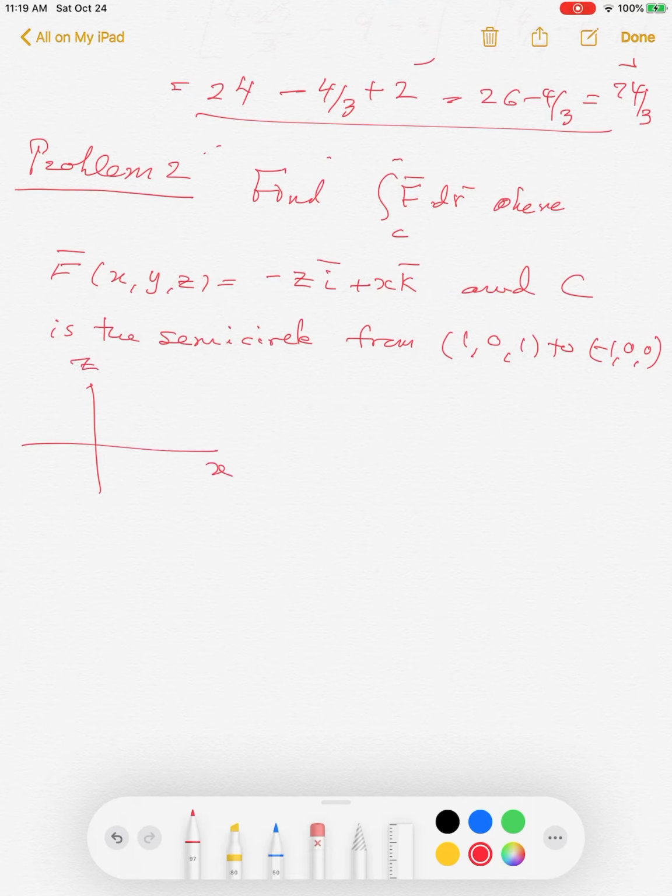So first you have to draw the picture of this semicircle. Let's draw the picture in the xz plane. This is in the xz plane, isn't it? The y component is 0. So I have this point (1, 0, 0), and you go to x is minus 1, z is 0. So this is the semicircle we are talking about.